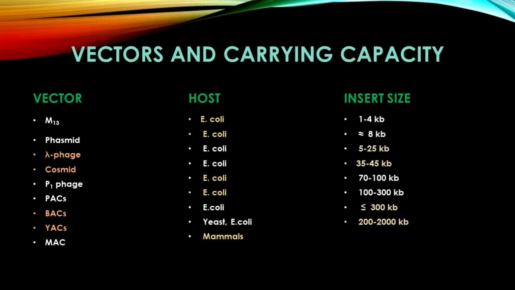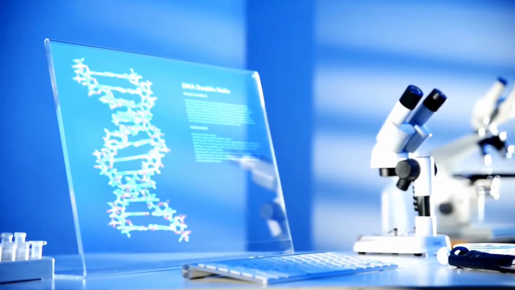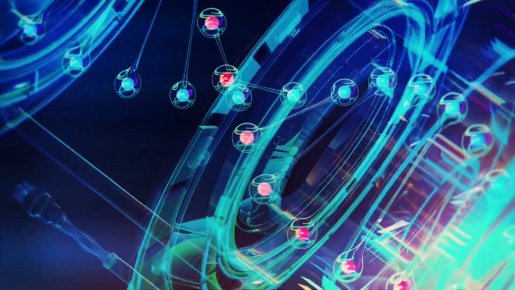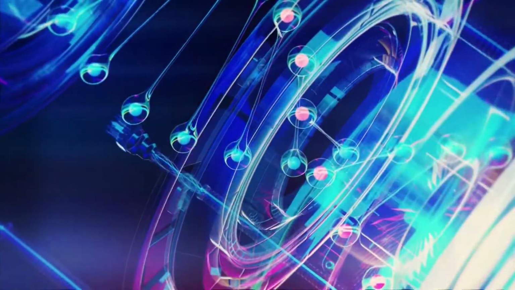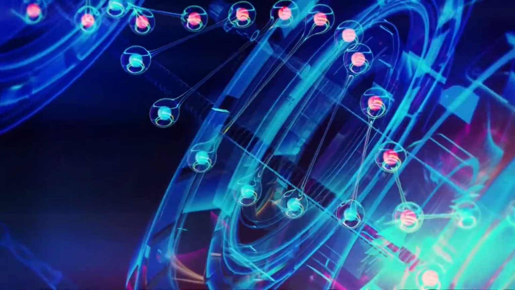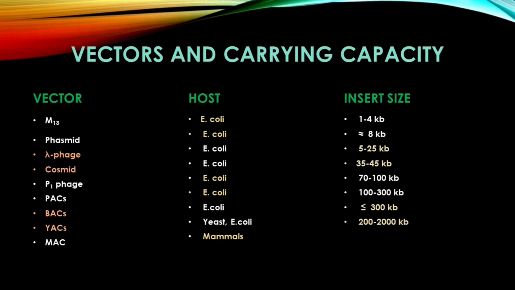Then the vectors and carrying capacity. So what is carrying capacity? It means the highest limit of the gene of interest which can be carried by a vector. If the vector is M13, it has the E. coli host and its insert size is 1 to 4 kb, and if it is a plasmid vector, then its host is E. coli and its insert is approximately 8 kilobase pairs, and if it is lambda phage, its host is also E. coli and its insert size is 5 to 25 kilobase pairs.